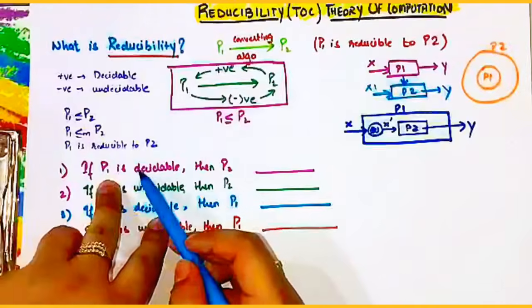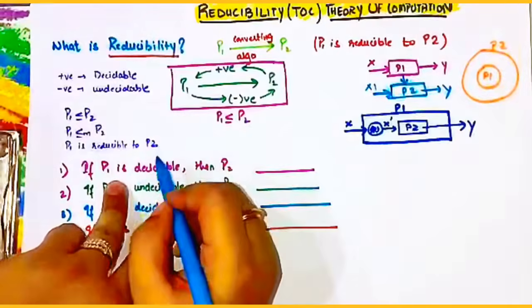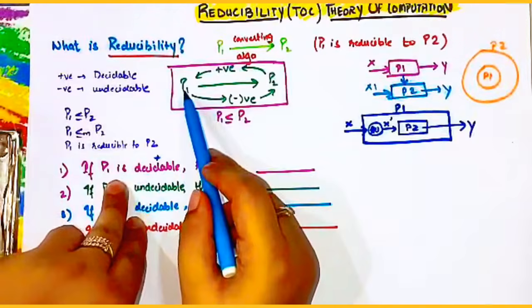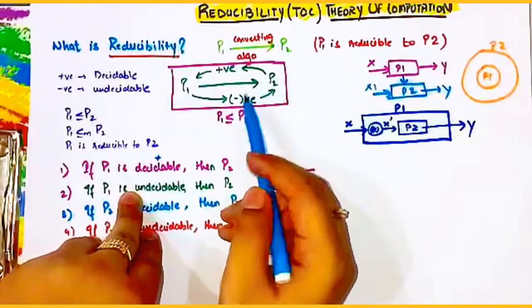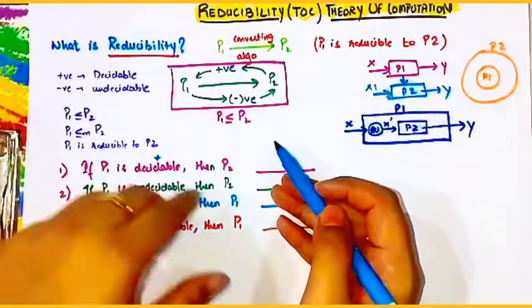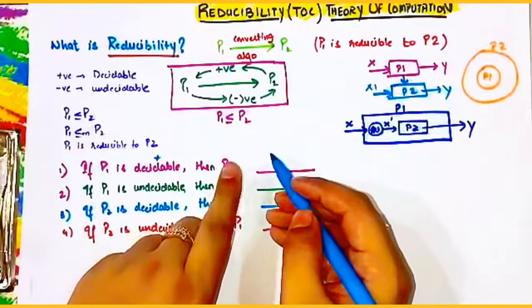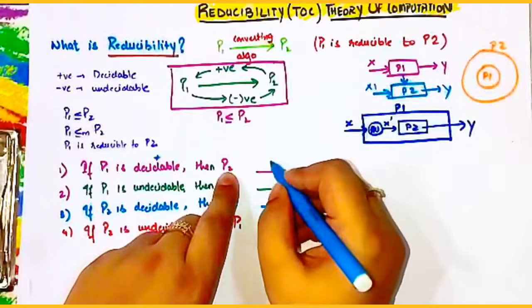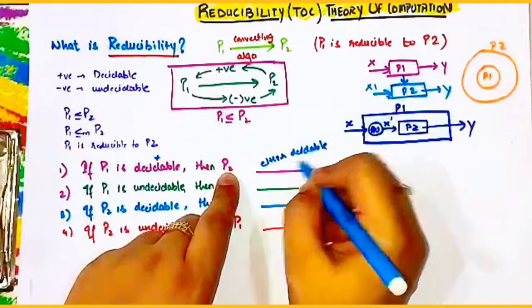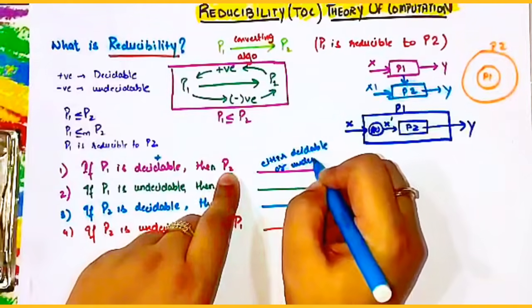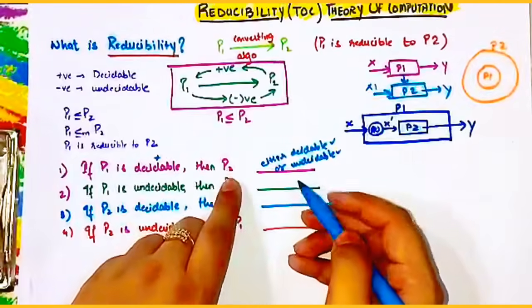See, it is given in the question that P1 is reducible to P2 and P1 is decidable. Now as I told you, decidable is a positive thing and it is towards P1. So as P1 only passes negative things towards P2, we cannot predict anything about P2, whether it will be positive or negative. It means we cannot say whether it will be decidable or undecidable. Hence either decidable or undecidable, both things will be true. That is, we cannot predict.